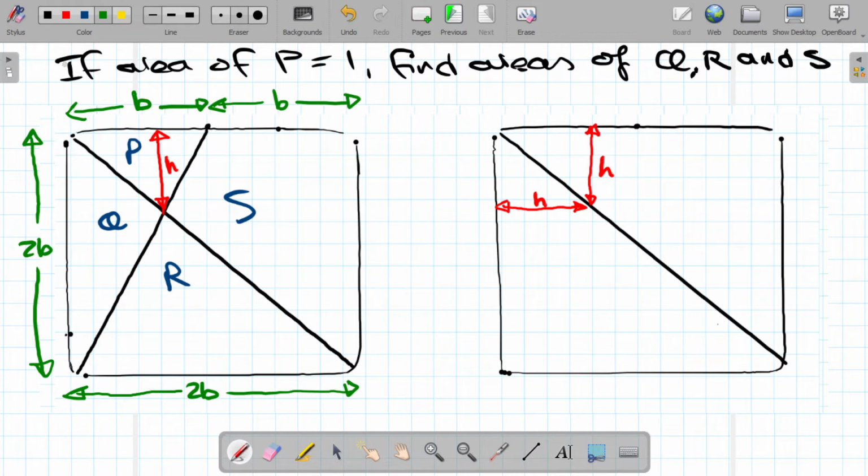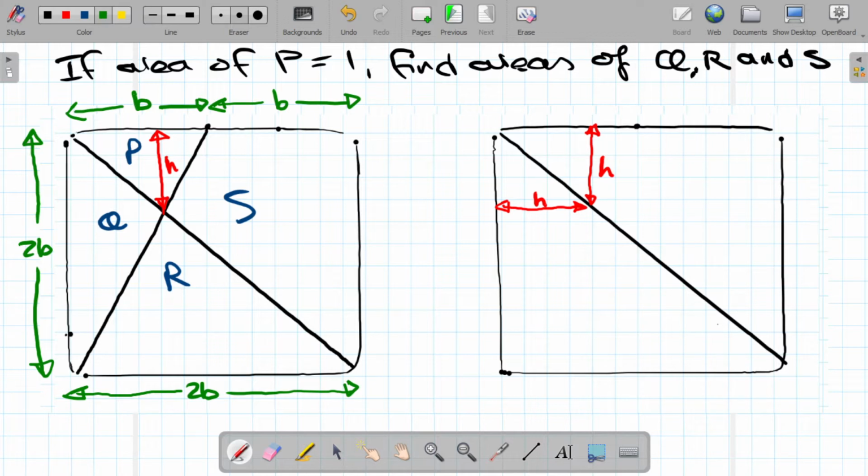Recently, a friend of mine asked me to help him with a mathematics problem, and the problem was: if the area of P is equal to 1, find the areas of Q, R and S. And of course you'll see that P is this triangle here, that is triangle Q, that is triangle R, and this is region S. And they're all components of a larger square of side 2B.